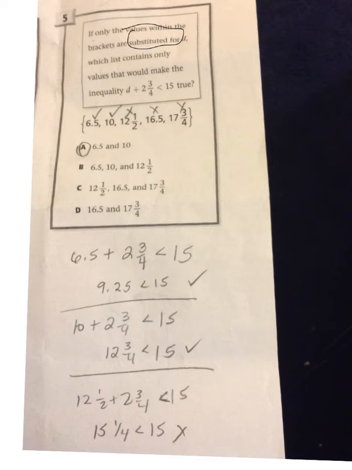Then I went to 12 and a half plus 12 and 3/4. Actually, I did 12 ABC 1 ABC 2 plus 2 ABC 3 ABC 4. I pushed enter and I got 15 and 1/4. Well, 15 and 1/4 is not less than 15, so I knew that wouldn't work and I put an X. Then I realized, 16 and a half is bigger than 15, so if I add something to it, it's still going to be bigger, so that wouldn't work. Then I realized that 17 and 3/4 is already bigger than 15, so if I add something to it, it's still going to be bigger, so that wouldn't work. So the only numbers that work in that list are 6.5 and 10.